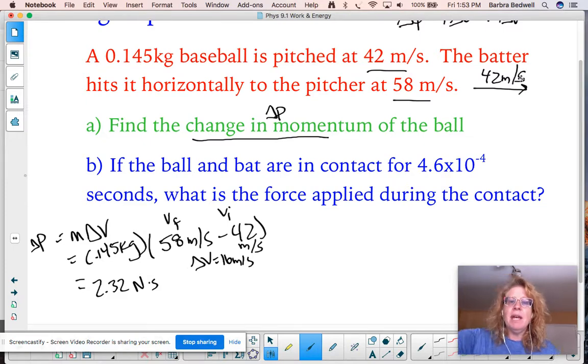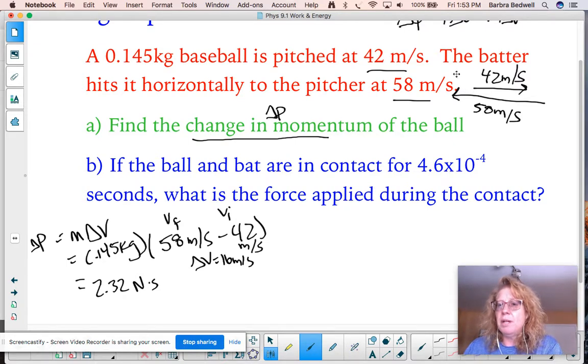And then it's being hit horizontally to the pitcher at 58 meters per second. This is 58 meters per second. And as soon as I draw this, you can kind of see that they're not really quite the same. Depending on how you want to do signs for this, these are going to be at opposite directions. So one of these has got to be negative and one of these has got to be positive. And it really doesn't matter which one you do. If we call this one positive, then this one's negative.